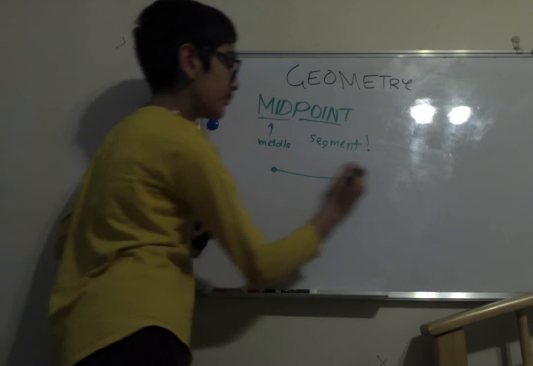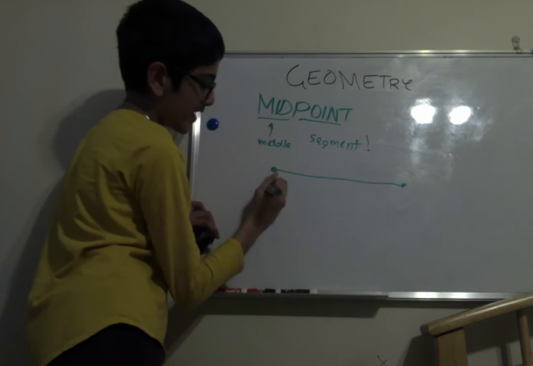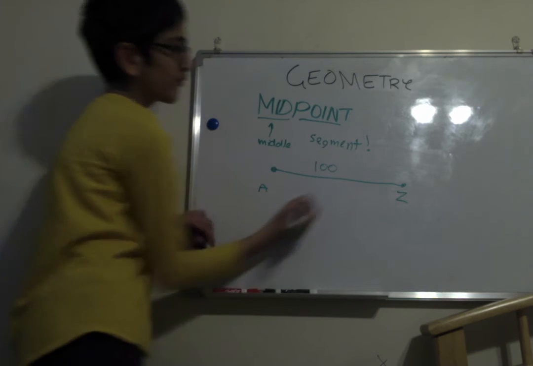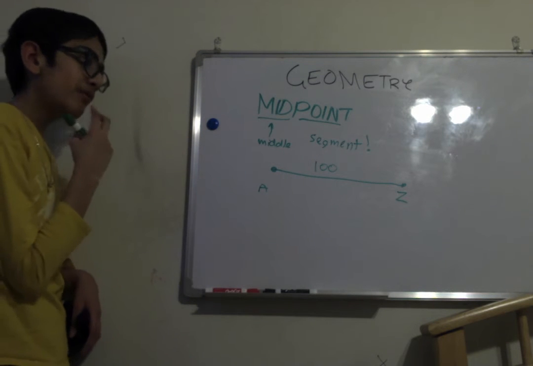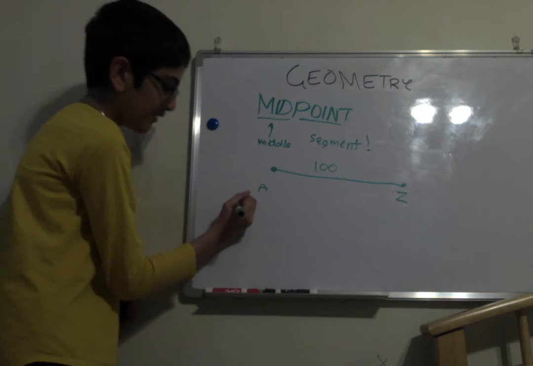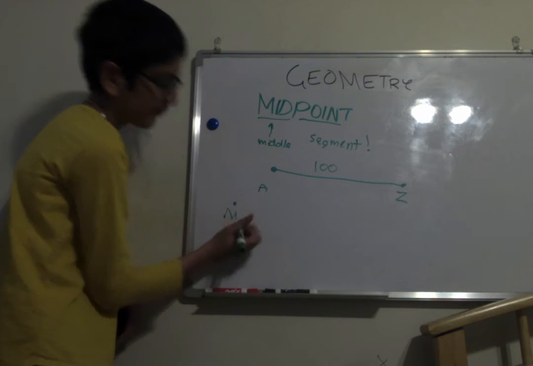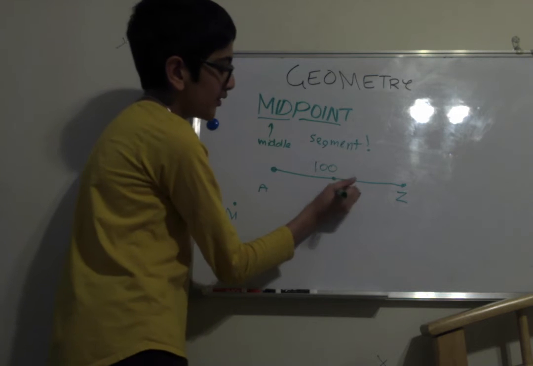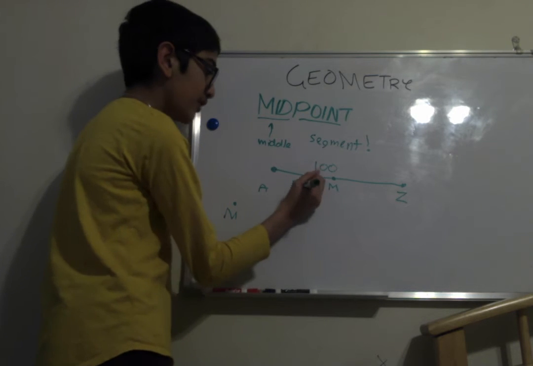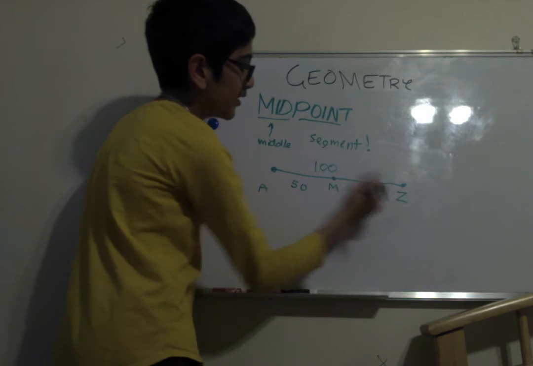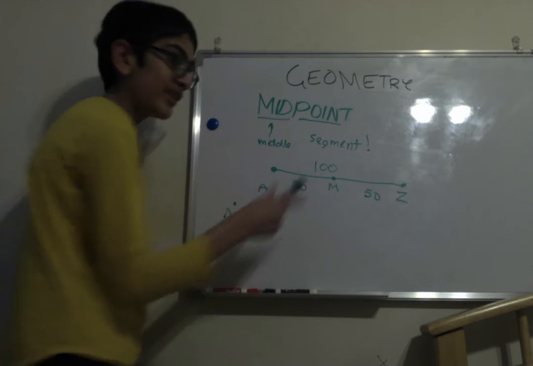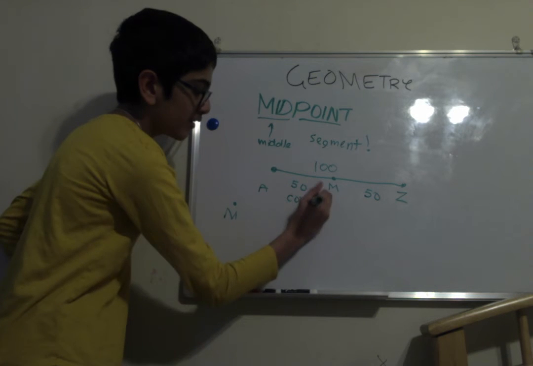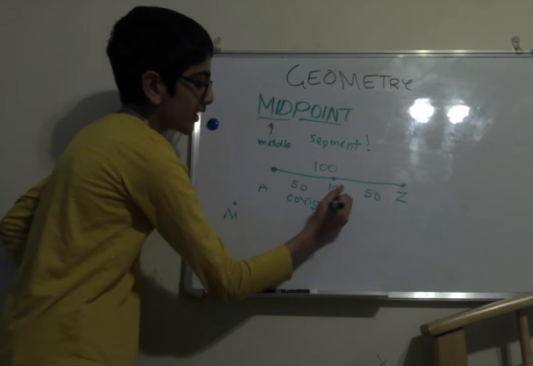So let's draw our segment AZ, and its length is 100. So in order to find the midpoint, where would we have to put a point? We have to put a point M at the midpoint, and the midpoint will split it in two distances that are the same. So these 2 segments are congruent because they have the same length. That's an important thing to know. If you have 2 congruent segments, then their lengths are the same.